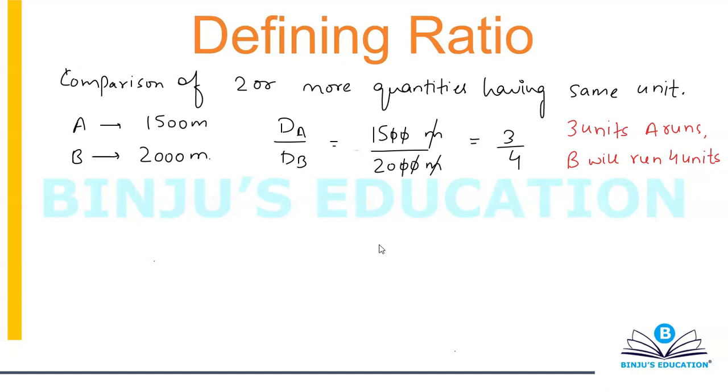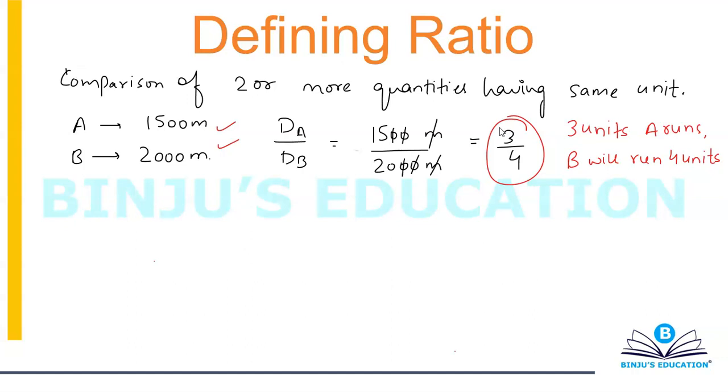Whenever you have absolute quantities, you will have a specific ratio. Like if A runs 1500 meters and B runs 2000 meters, then you have a specific ratio of the distance covered by both of them, which is 3:4. If you have absolute quantities, you have a specific ratio, but you can't go the other way around.